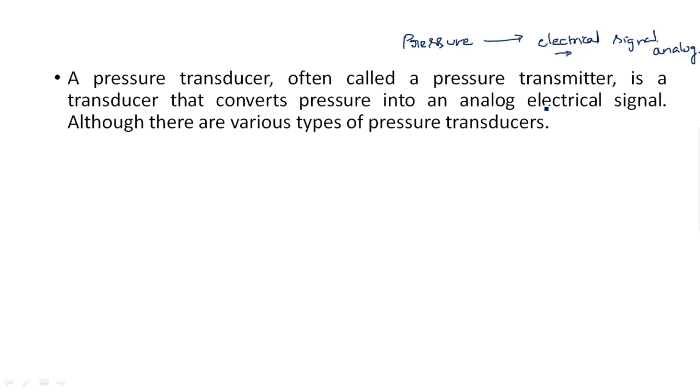There are various types of pressure transducers: piezoelectric transducers, capacitive pressure transducers, resistive pressure transducers, and even strain gauges. All these are different types of pressure transducers. When we apply some pressure on them, they give some strain or whatever the resultant factor may be, which can be calculated in terms of electrical quantities.